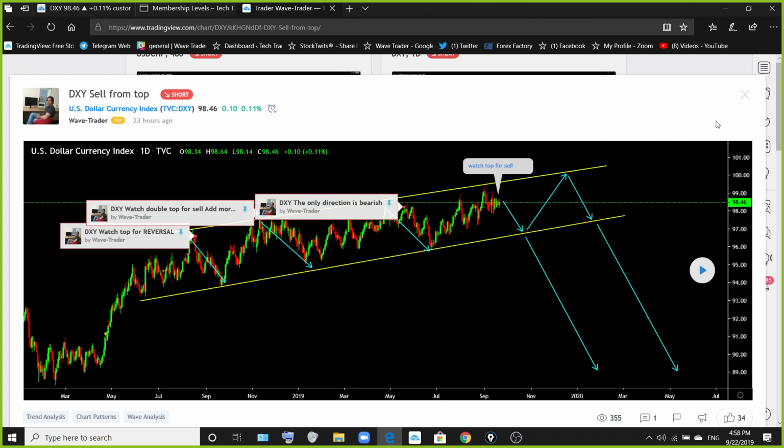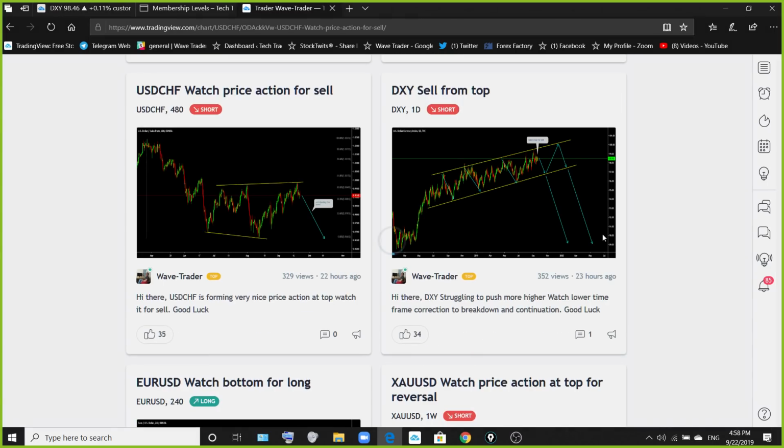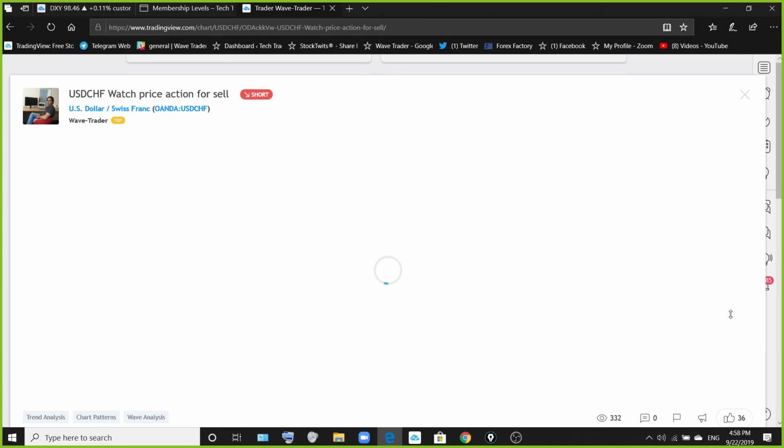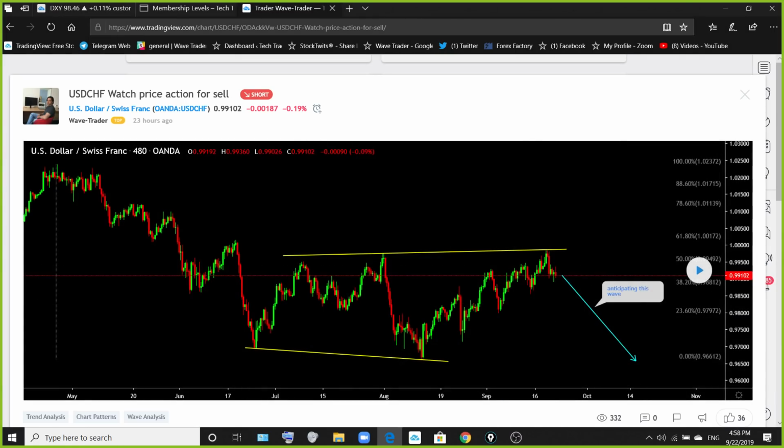So dollar index, dollar chief. Last week, if you guys remember, we were having this kind of formation over there. One more up move and then drop from the top. So it went up, dropped. Next week, similar structure: either one more up move and then drop, or correct over there and break down.